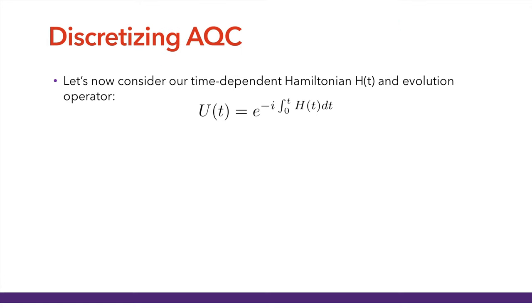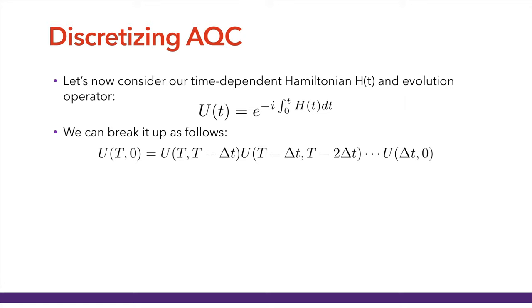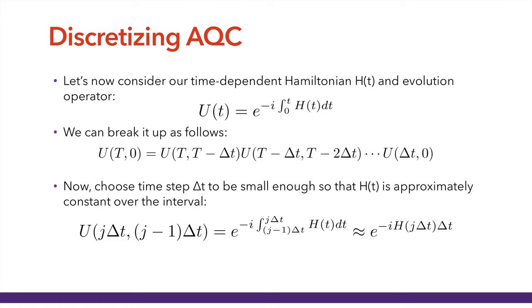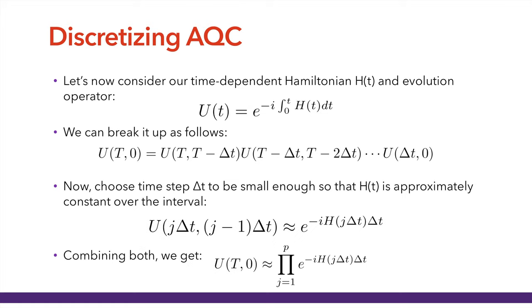Let's take our time-dependent Hamiltonian and discretize it, so we can apply the decomposition to it. We're going to break it up in small chunks, where each chunk we can consider to be approximately constant over the interval. So we can approximate it with a time-independent Hamiltonian. We're taking our time-dependent Hamiltonian and approximating it with a very long series of time-independent Hamiltonians. And so our operator is now a product of these time-independent Hamiltonians.